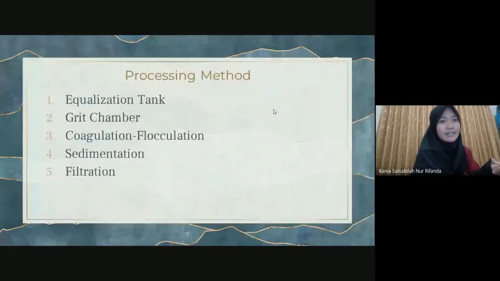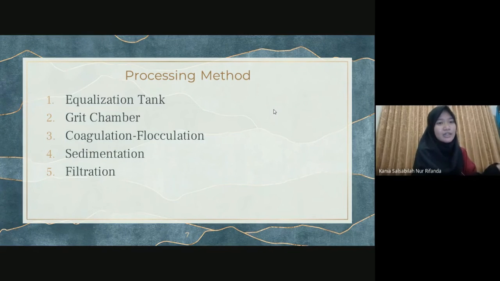Okay, the next is the processing method or alternative solution. There are five processing methods: equalization tank, grid chamber, coagulation flocculation, sedimentation, and filtration. The equalization tank or equalization basin functions to overcome the fluctuation of wastewater discharge, which will be flowed to the next process. The grid chamber removes larger coal powder particles to produce finer particles.